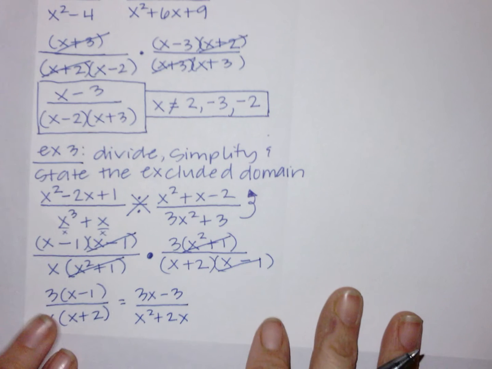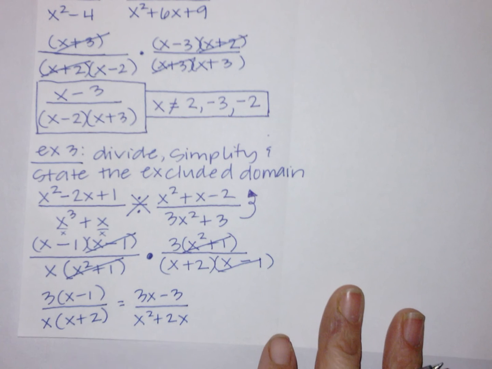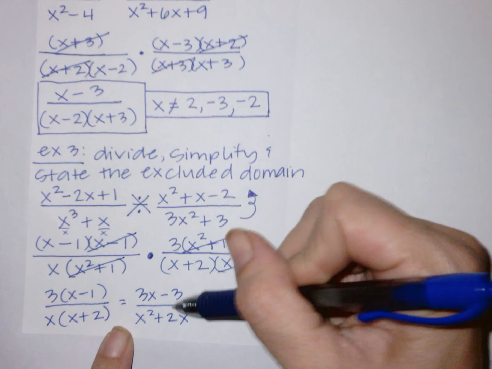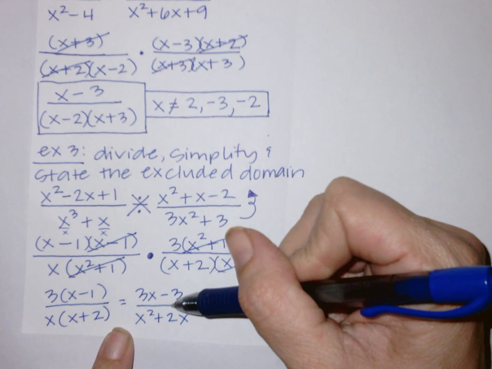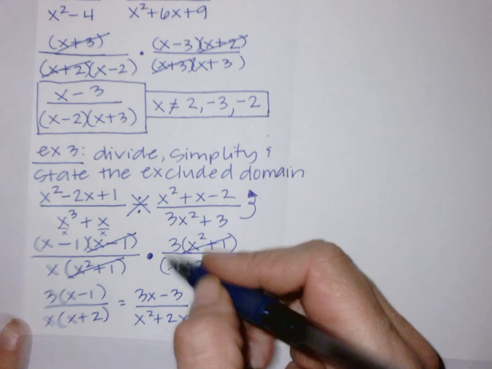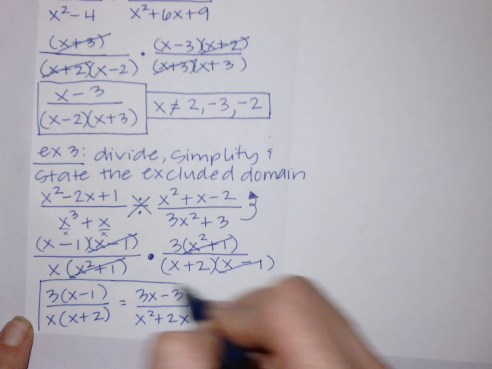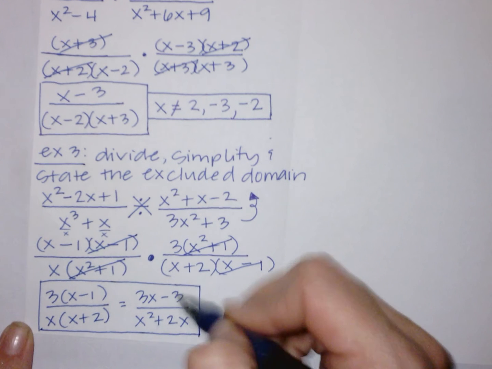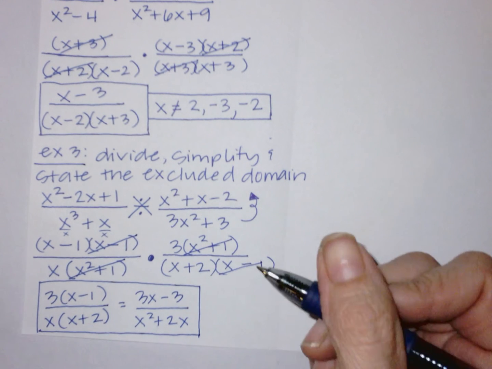Let me just be clear that neither one of these is more correct than the other. This one is written in factored form. This one is written in standard form. I will take either of them. You can't go reducing x's. You can't do any of that. They're both in simplified form. This one is just in standard form versus factored form.